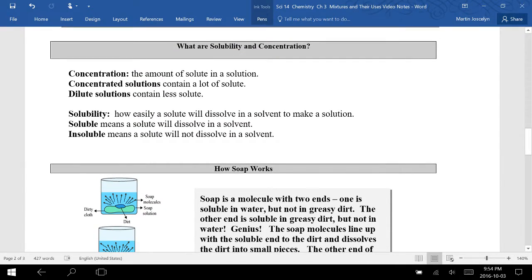What are solubility and concentration? So concentration is the amount of solute in a solution. So however much salt was in my water would tell me what the concentration is. Concentrated solutions contain a lot of solute. So if I have a lot of solute in a solution, it's called a concentrated solution. Diluted solutions contain less solute. So if I have less solute, or less salt, let's say, in my solution, it's called a dilute solution.